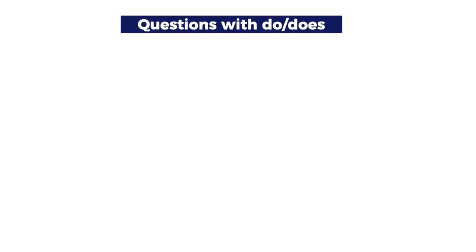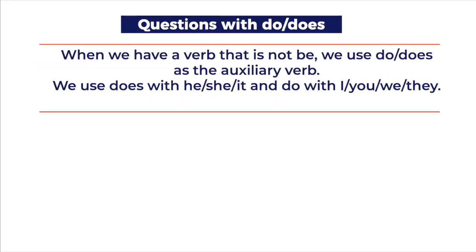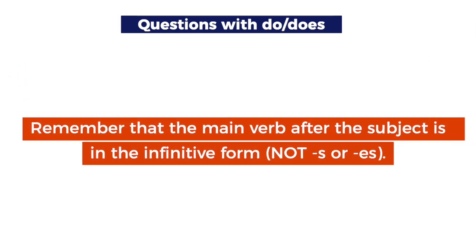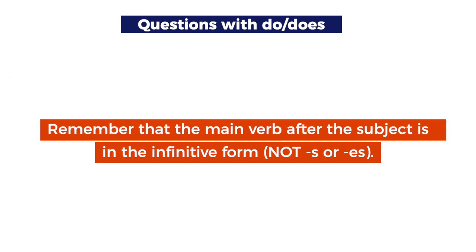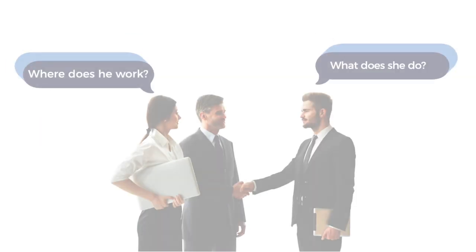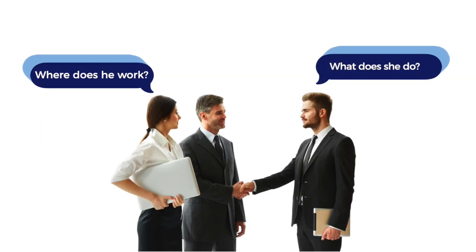Questions with do, does. When we have a verb that is not be, we use do or does as the auxiliary verb. We use does with he, she, it, and do with I, you, we, they. Remember that the main verb after the subject is in the infinitive form, not s or es. What does she do? Where does he work?